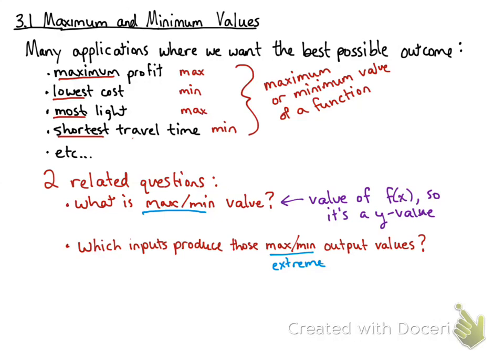Notice that the max or min value is a value of the function, f of x. So on a graph that would be the y value. And the input will be an x value on the graph.